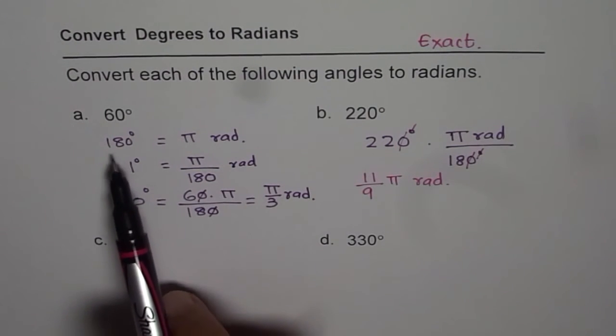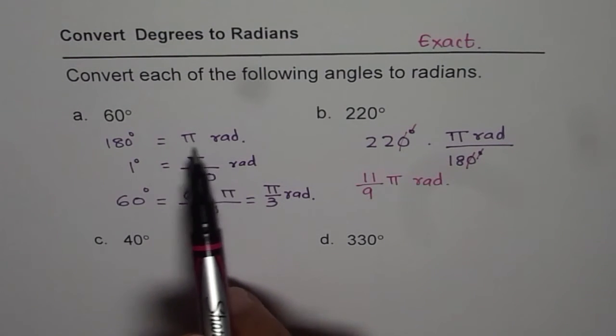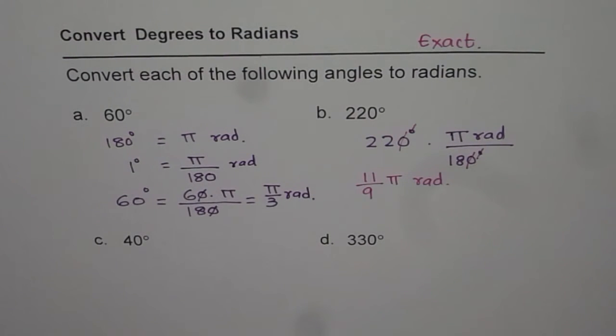Remember, 180 degrees is pi radians, and that helps to convert degrees to radians or also from radians to degrees. 40 degrees and 330 degrees, those are practice questions. Do these questions and now let us see how to convert radians to degrees. Thank you.